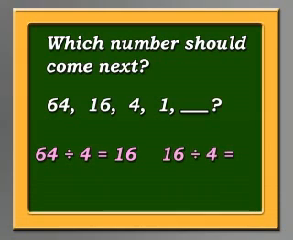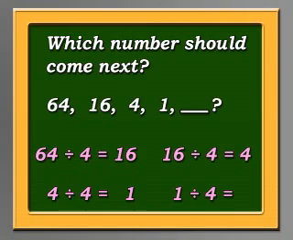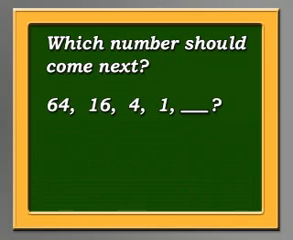Let's try dividing 16 by 4. And what do we get? 4. Let's divide 4 by 4. What do we get? 1. Now then, if you divide 1 by 4, what do you get? The answer is a quarter. So now we have the series 64, 16, 4, 1, and 1/4.